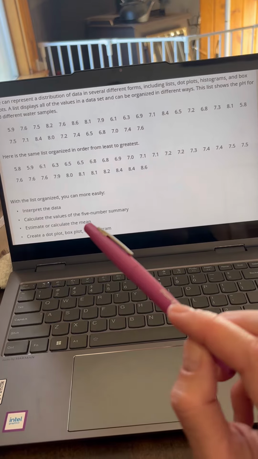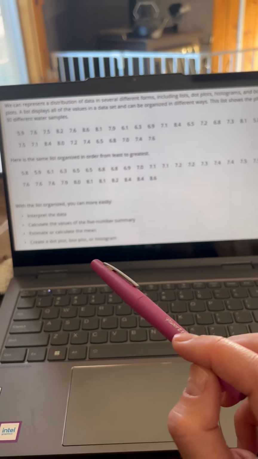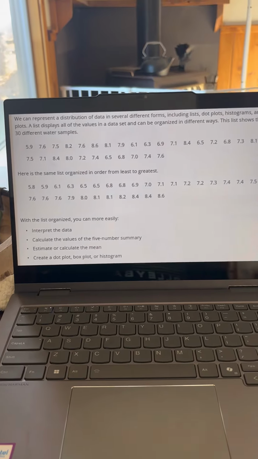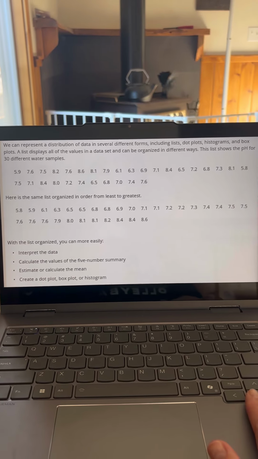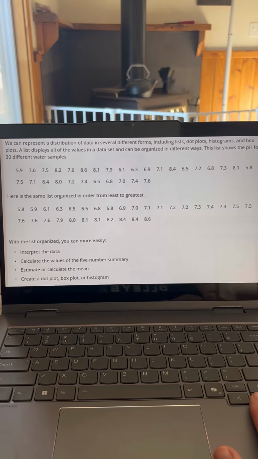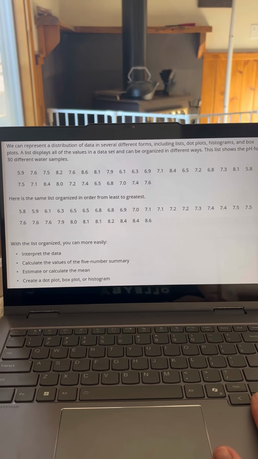We can calculate the mean. We can create a dot plot, box plot, and histogram. But first, we have to put all those numbers in order from least to greatest to be able to do that. So that's just summarizing and reviewing dot plots, box plots, and histograms.